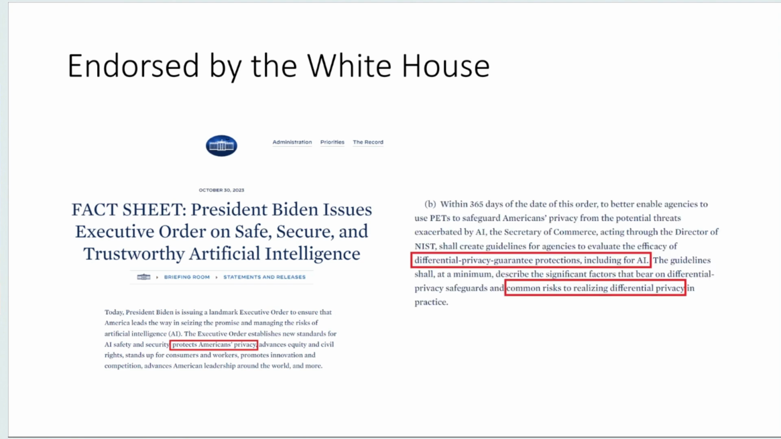And if you actually dig into the text of this executive order, you'll see that it mentions by name what's known as differential privacy guarantees. And differential privacy is what I'm going to spend a lot of today's talk on. It's a rigorous and provable notion of privacy which protects against all these types of attacks and vulnerabilities that I've mentioned already.